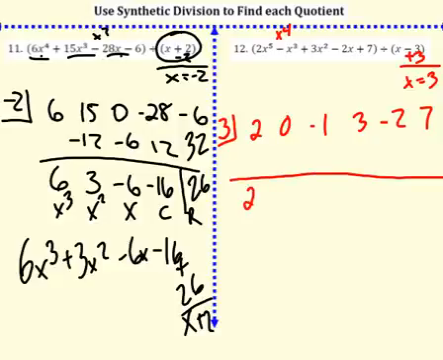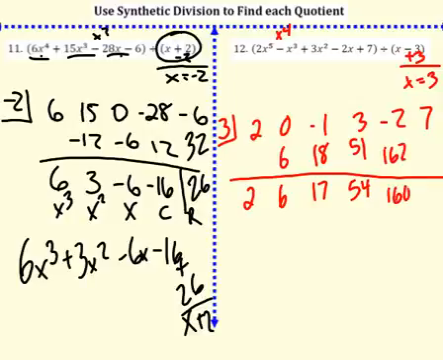Drop the 2. 2 times 3 is 6. Drop the 6. 6 times 3 is 18. 18 minus 1 is 17. 3 times 17 is 51. 51 plus 3 is 54. 54 times 3 is 162. 162 minus 2 is 160. 160 times 3 is 480. And I have a remainder of 487.